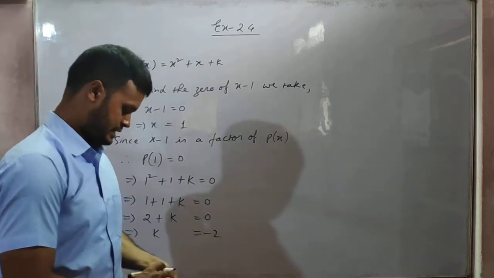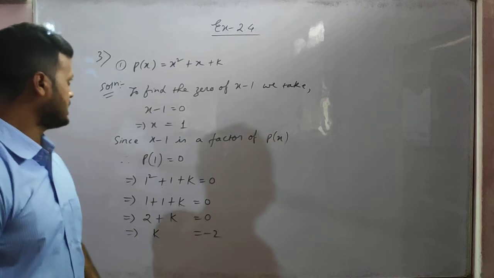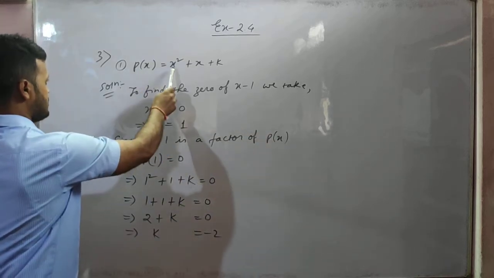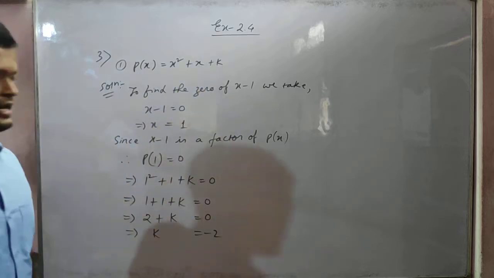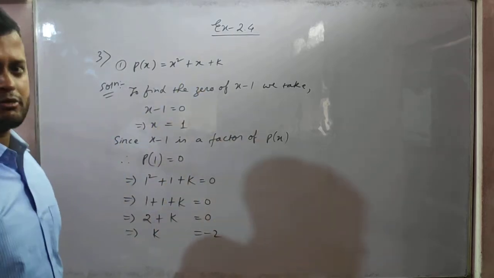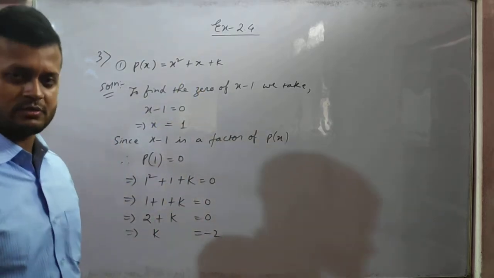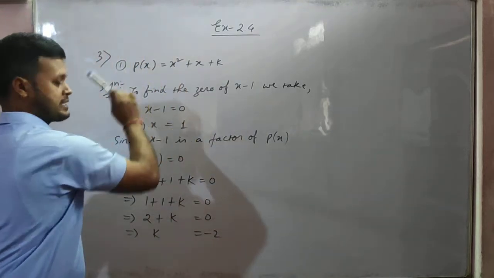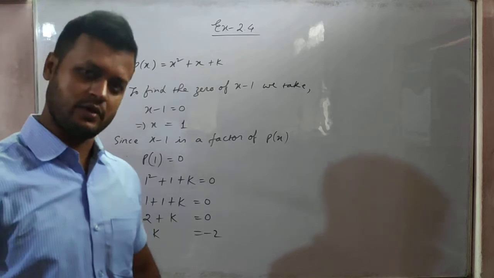Understood? So let us see this, students. Number 3, number 1 we are doing. So p(x) is equal to x square plus x plus k. Now we have to find the value of k. See the question properly. We have to find the value of k if it is given that x minus 1 is a factor of p(x).